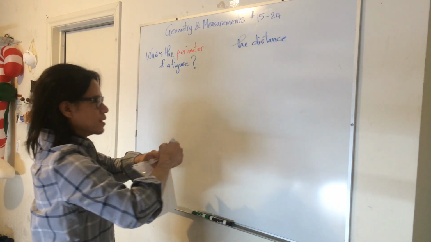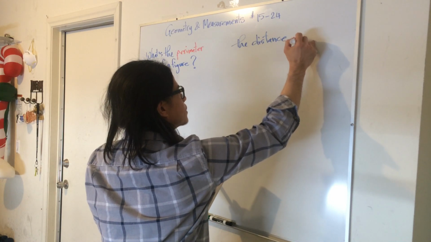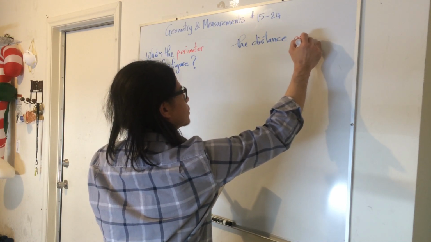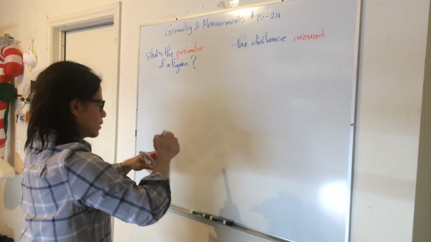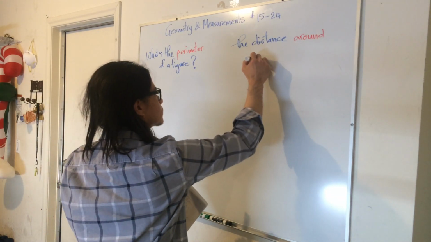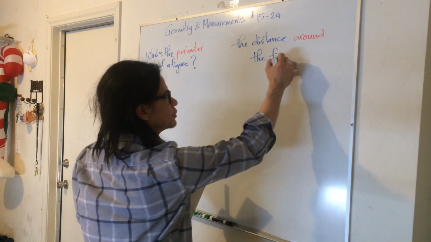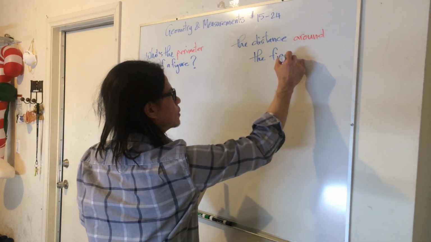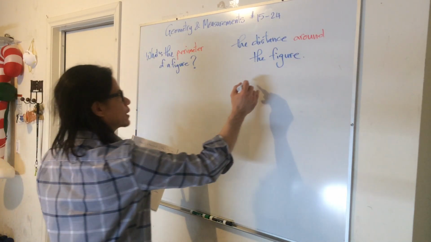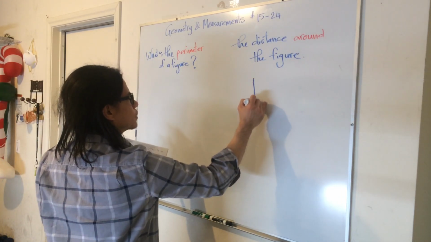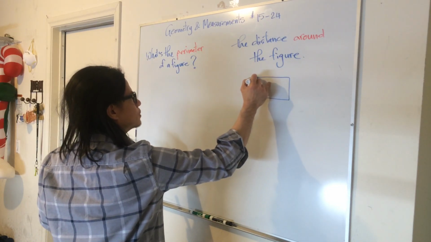As opposed to inside. Okay, so we're just talking about the distance on the outside. So distance around the figure. Think of walking around your swimming pool, for example. Like this, you're going to go walking around outside of your swimming pool.